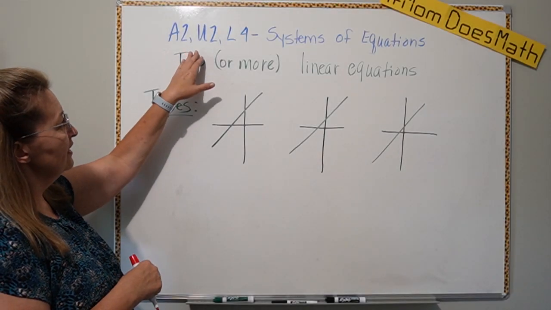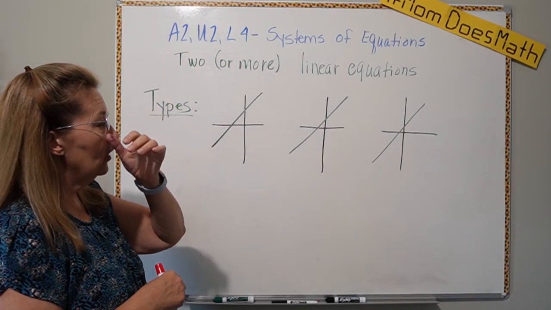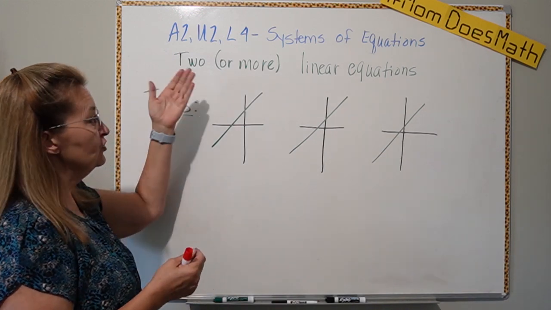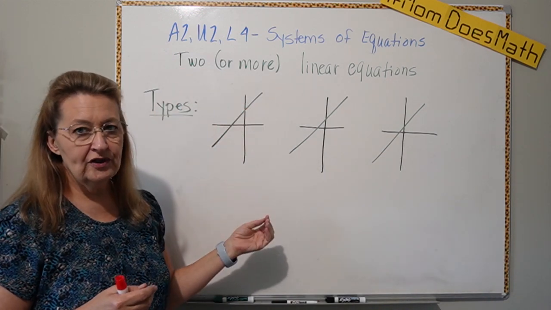So this is lesson A2U2L4, systems of equations. So let's talk about it. What is a system of equations? Well, it's when you have two or more linear equations.